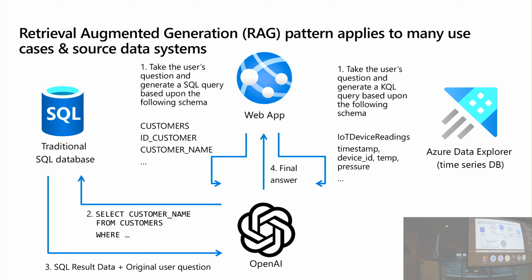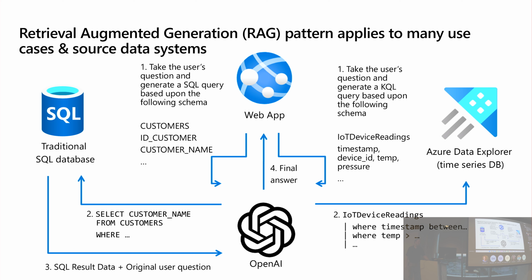Well, we don't want the users to have to know Kusto queries and to write them. So instead, let's let OpenAI generate that query. So we're going to give it the schema of all of our IoT device readings with timestamps and devices and pressures and temperatures. Generate the Kusto query, and get a result set back. So we implement this RAG pattern the exact same way, no matter what the data source is, whether it's our AI search for unstructured data or it's one of our more structured data sources.